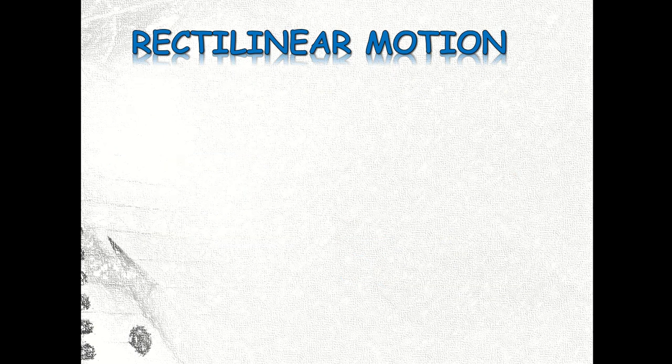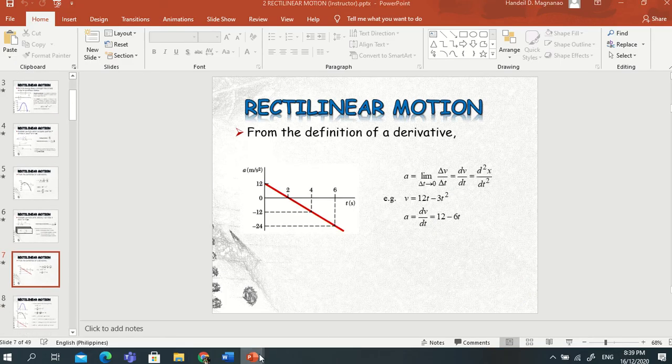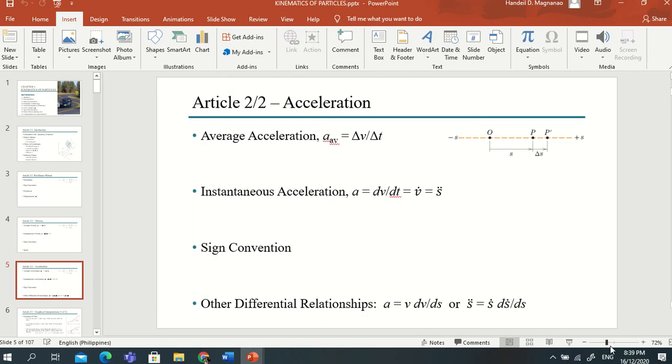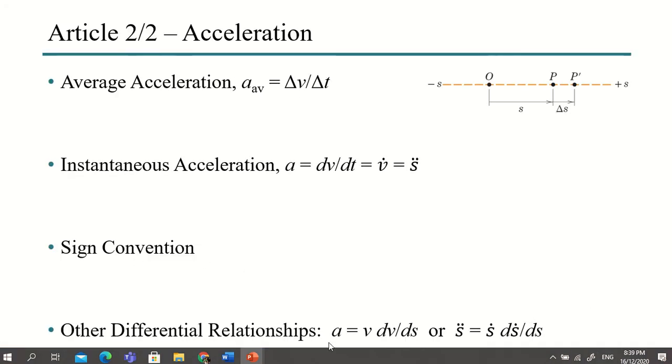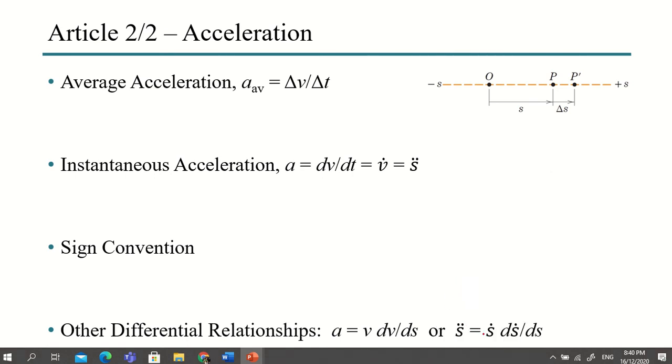All right, so we'll go back to the original slide. That is for the sign convention. Then for the other differential relationship, we have a equal to v dv over ds, or the derivative of v with respect to position. This is also given as s double dot equal to s single dot times the derivative of s single dot with respect to position.